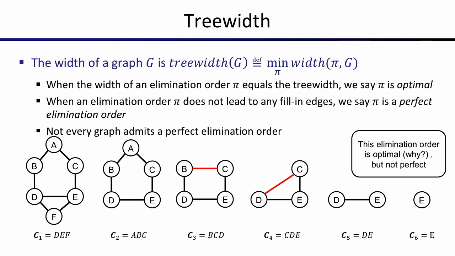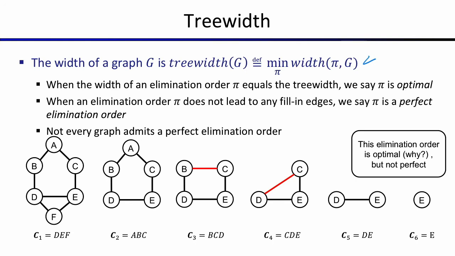So the last definition that I'm going to revisit in this video is the tree width. The tree width for graph G is defined as the minimal width over all possible elimination orders. So we consider all elimination orders that we have for a graph G and see which one has the smallest width, and this is the tree width, also known as the width of the graph G. And when we take one elimination order in particular, that we call pi, and it has a width equal to the tree width, we say that pi is optimal. And when an elimination order pi does not lead to any fill-in edges, we say that pi is perfect. So of course every graph has an optimal elimination order, but not every graph has a perfect elimination order.